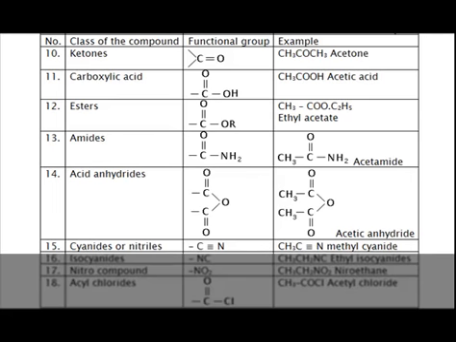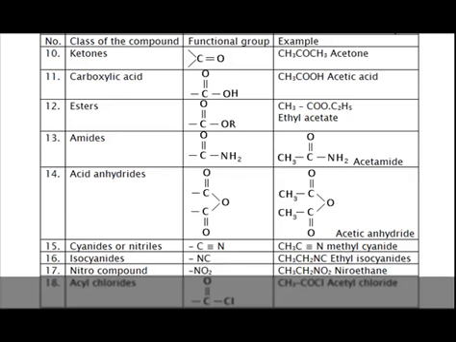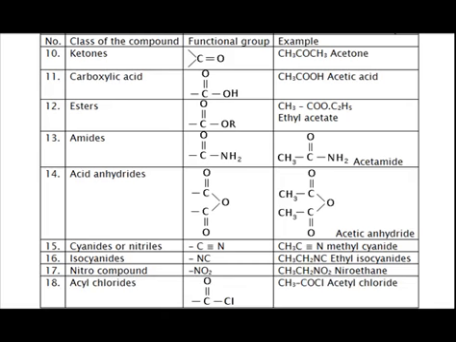Cyanides or nitriles. Example, methyl cyanide. Isocyanides. Example, ethyl isocyanide. Nitro compound. Example, nitroethane. Acyl chlorides. Example, acetyl chloride.